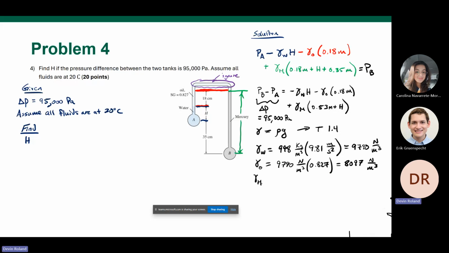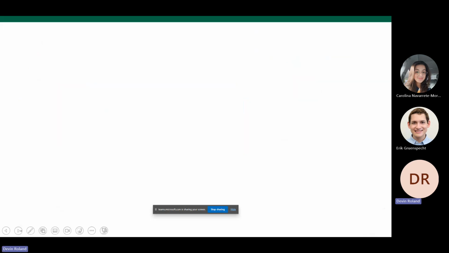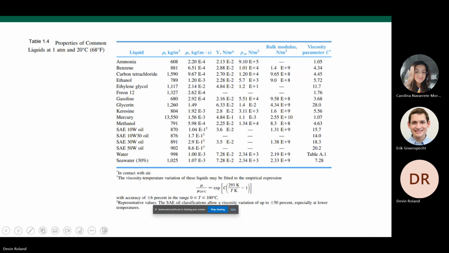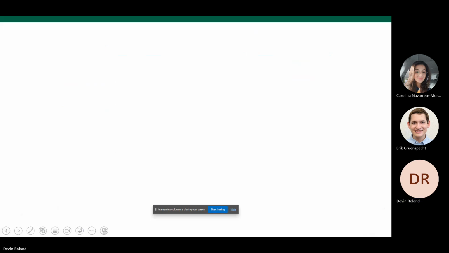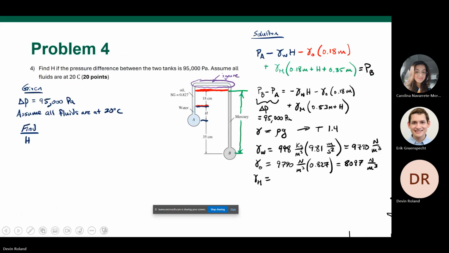And then for mercury, go back to table 1.4. And so water came from this row. Mercury is right here. So mercury's density is 13,550 kilogram per meter cubed. So this would be 13,550 kilogram per meter cubed multiplied by gravity, 9.81.